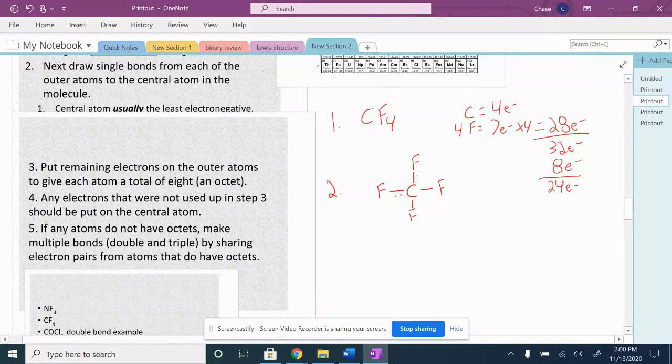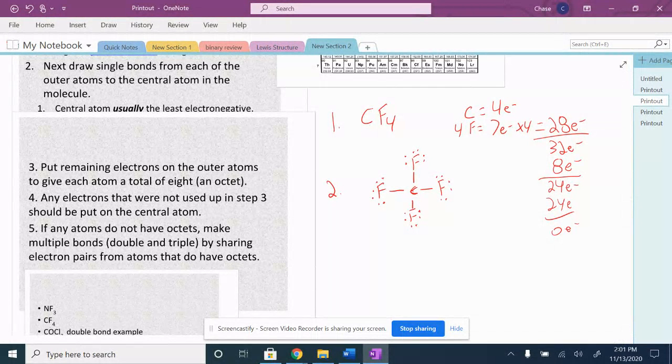So my next step is to put remaining electrons around the outer atoms. So I have 24 electrons left. So I'm going to put 6 around each one because they're all sharing 2 already. So here we go. 1, 2, 3, 4, 5, 6, 7, 8, 9, 10, 11, 12, 13, 14, 15, 16, 17, 18, 19, 20, 21, 22, 23, 24. So now I've used 24 electrons. I have 0 left.